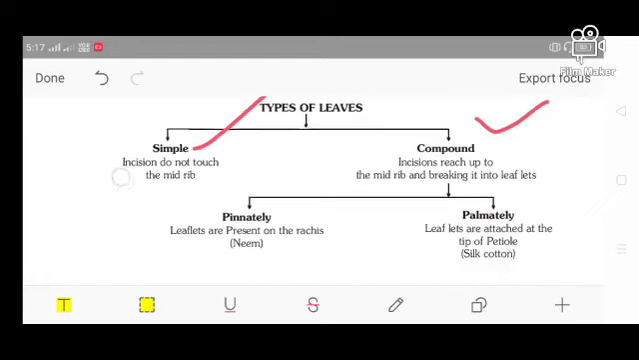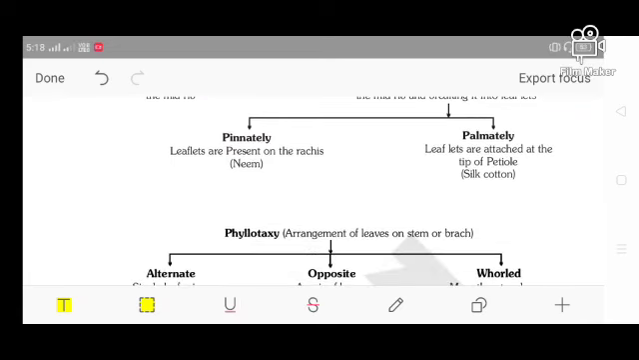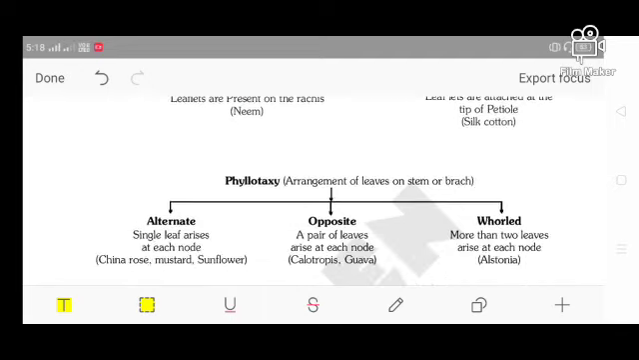After that, compound leaves are again classified into two types: pinnately and palmately compound. What is a pinnately compound leaf? The leaflets are present on the rachis, as found in the neem plant. And what is a palmately compound leaf? The leaflets are attached at the tip of the petiole, as in the silk cotton. In pinnately compound leaves, the leaflets are present on the rachis of the leaf. This is the basic important difference.